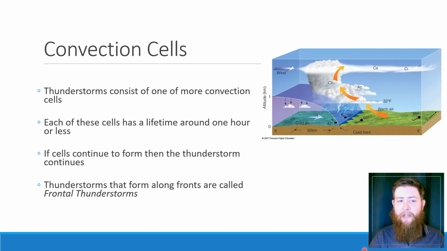Each one of these cells lasts about an hour or less, depending on how fast and how much rain's going on. What happens is these cells will recycle. We'll have a cell form here, and then as this one starts to die out, another one will start up in the same spot or very similarly to it, and we'll get another convection cell going on there. Thunderstorms like this one that form on a front are called frontal thunderstorms.